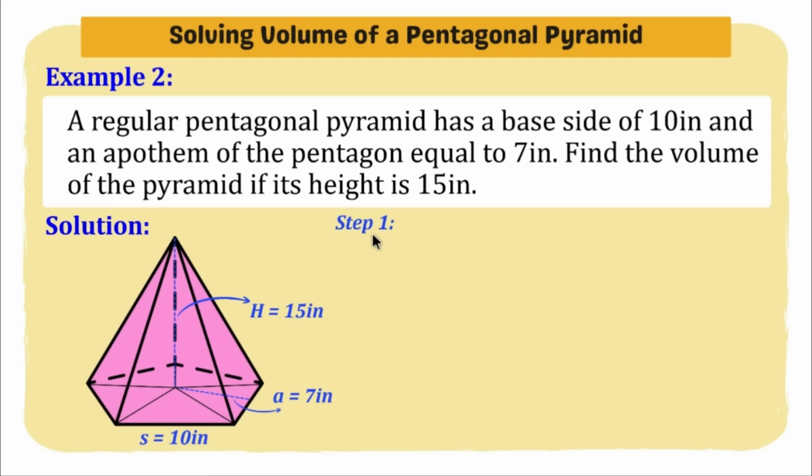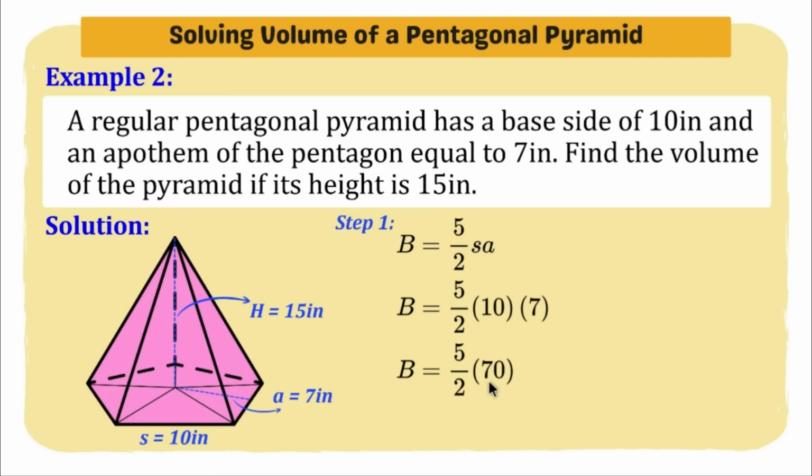Step 1, we are going to compute for the area of the base. So base is equal to our formula that we derived earlier. So 5 over 2 times S times A. Okay? Or the area of this small triangle times 5. That's all it is. So 5 divided by 2 times S times A. Our S is 10 and our A is 7. So 10 times 7, we will get 70 times 5 over 2 or 70 times 5 divided by 2.